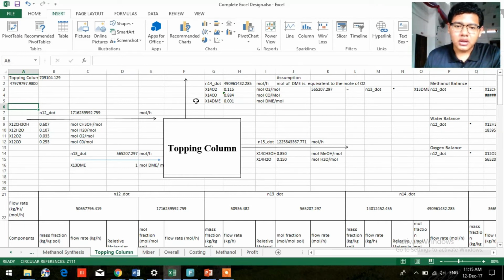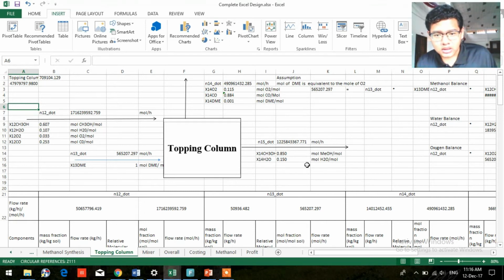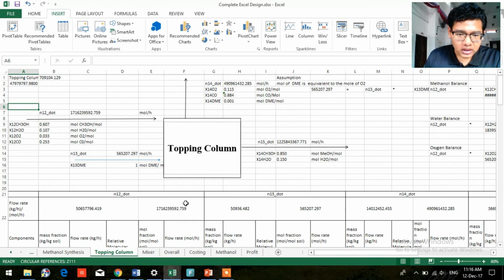And for the gas product, we got 0.115 mole oxygen, 0.884 mole carbon monoxide, and 0.01 mole dimethoxyethane. And for the liquid product, we get 0.85 methanol and 0.15 water.